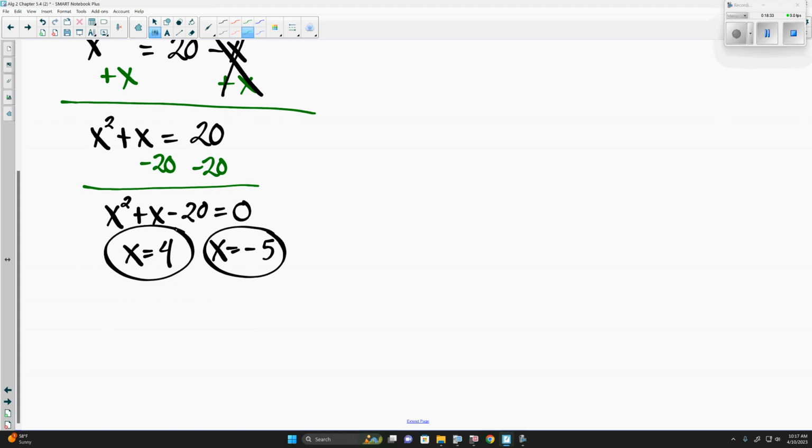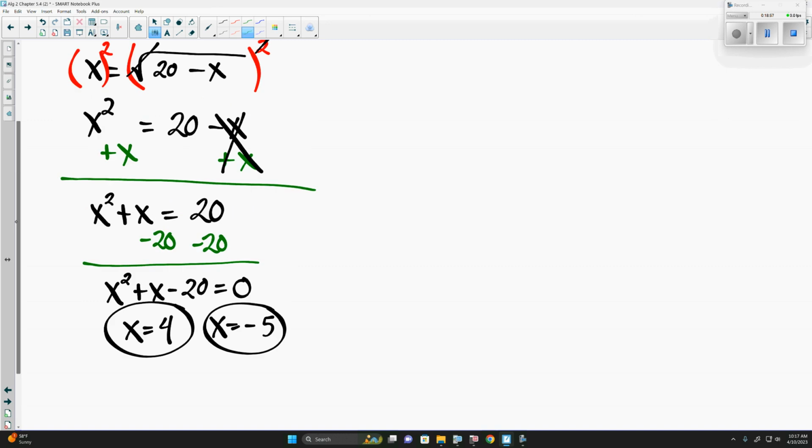So the two solutions that we have for this are when x is 4 and x is negative 5. Any questions on how we found these two here? We good with how we found these two here? Now we can check these, plug them back into the original equation. 4, negative 5.